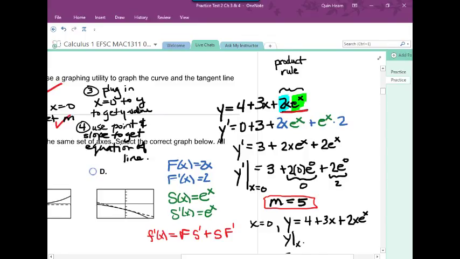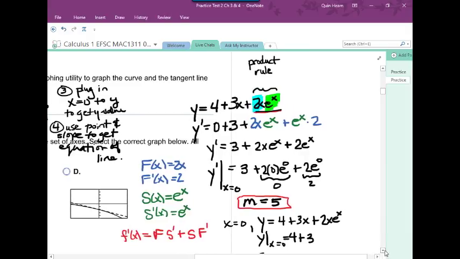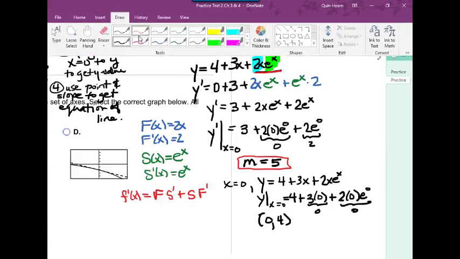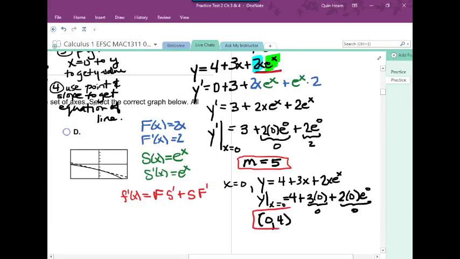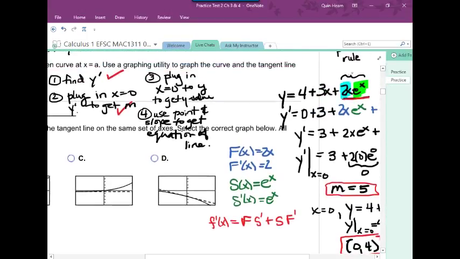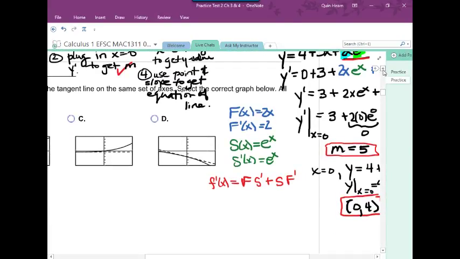Y evaluated at x equals 0 is 4 plus 3 times 0 plus 2 times 0 times e to the 0. These two are going to both turn into zeros, so we have that the y-coordinate that we're looking for that goes with 0 is just going to be 4. Okay, so we just did step 3. We found the y-coordinate. Sometimes step 3 is done for you in the problem. They'll give you both coordinates, but not always.